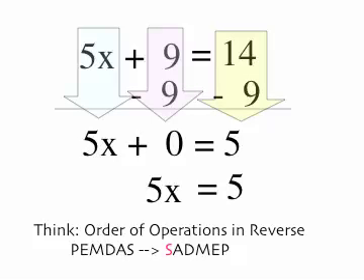If you're not sure what to do to get the variable term all by itself, think about doing the order of operations, PEMDAS. Think about doing that in reverse, SADMEP. So look at your equation and ask yourself, is there any subtracting that I need to do to get the variable term by itself? And then do that. Then ask yourself, is there any addition I need to do to get the variable term by itself? And do that, etc.